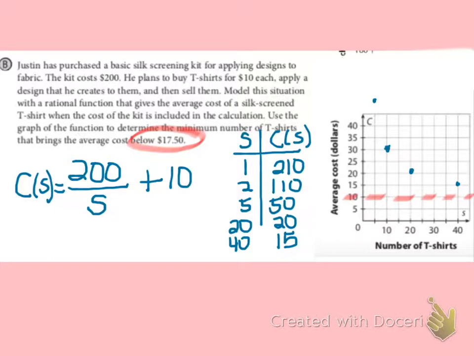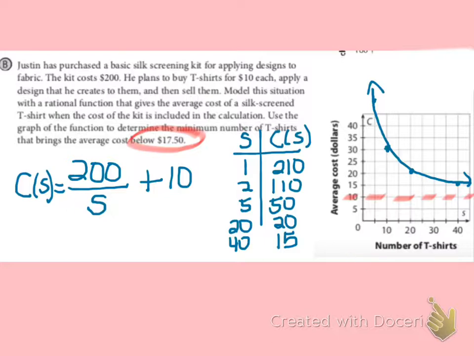And then on the other end, of course, it's just going to keep going up and up, because if you made one shirt, that full $200 would go towards each shirt, so that'd be $210. So the closer you get to zero, the higher that price is going to shoot up, so you get that look.